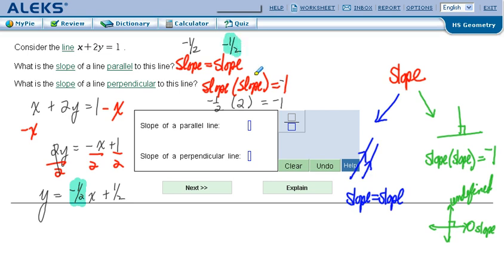So the parallel slope is going to be -1/2. The perpendicular slope is going to be +2.